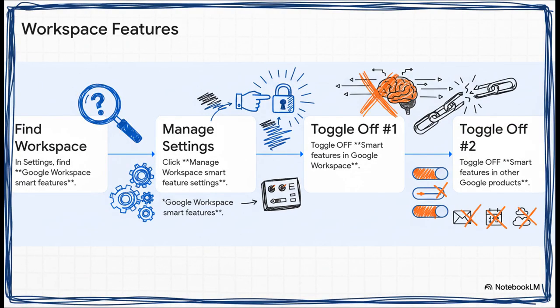Google has a totally separate control panel for what it calls Google Workspace Smart Features. You need to go in there and toggle both of these options to off. If you only do the first one, the AI training might continue. You have to shut down both to really opt your Gmail data out.